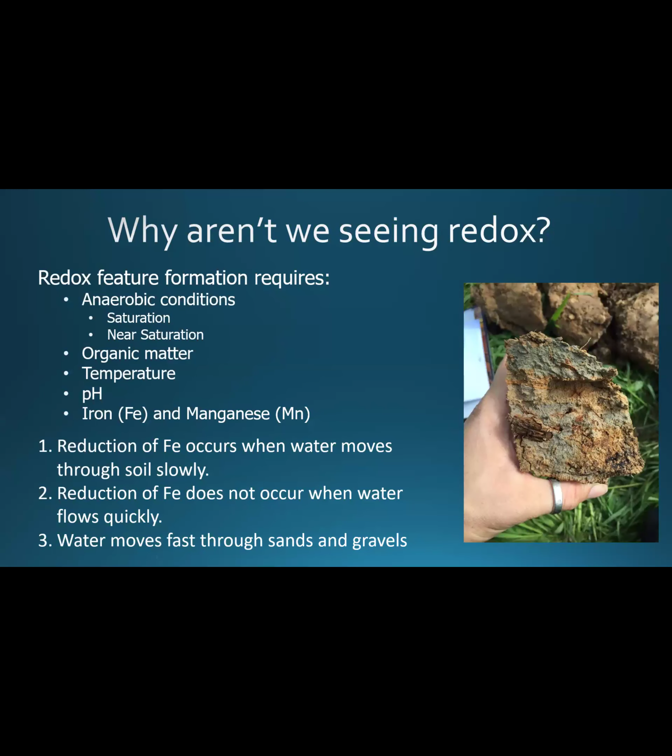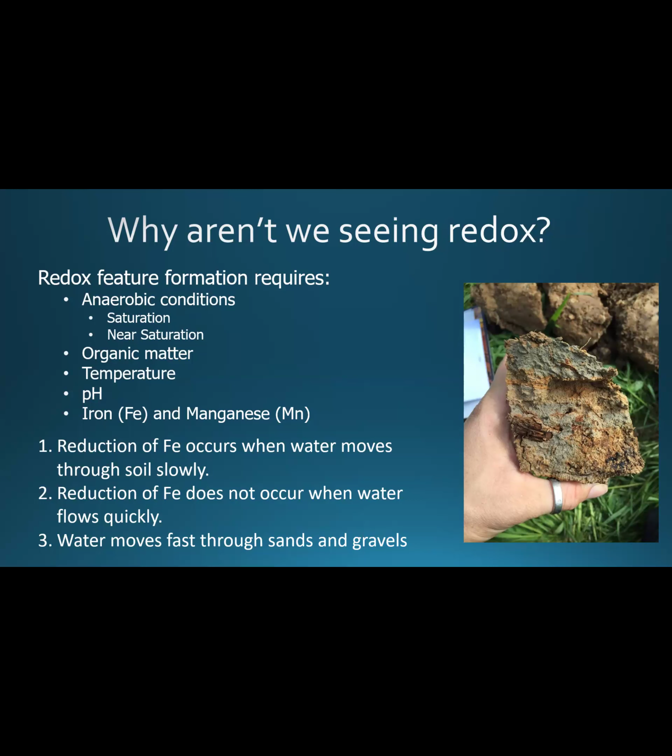So we also have to remember that redox formation requires a few things, that we have to have anaerobic conditions, saturation or near saturation. So in a floodplain, we can surmise that we're occurring. We need to have a source of organic matter. But then again, organic matter can also cover it up and make it difficult for us to see. A right temperature, right pH. So depending on when this flooding happens, we may or may not have redox form. And we have to have iron or manganese present, which is typically common in most soils. But then also reduction of iron occurs when water moves through soil slowly.